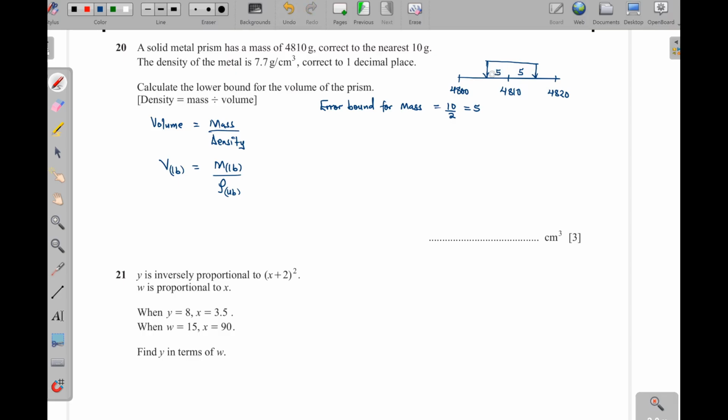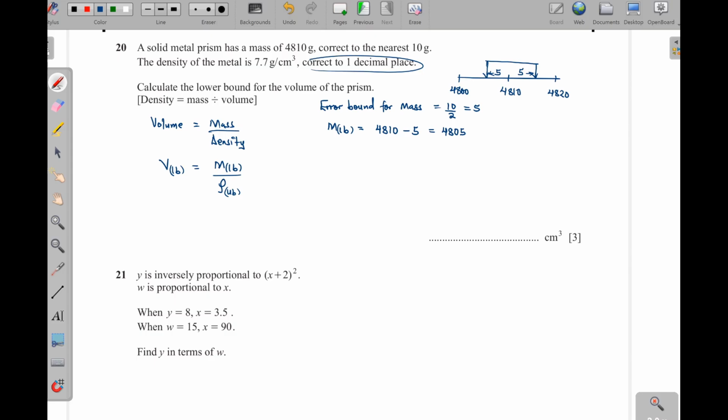We are going 5 this way and then also this other side. So when I say error bound for the mass is 10 out of 2, and then we say 5, that is what I mean. Go 5 this way, go 5 this way. So you will be in the region of the nearest 10. Does that make sense? So that means the mass lower bound shall be equal to this one which you have, 4810, then subtract the 5, and that will be 4805. Is that clear?